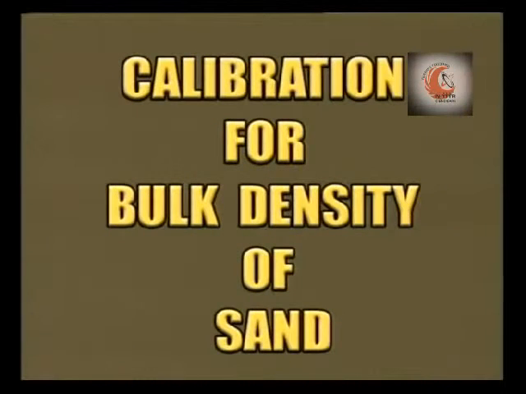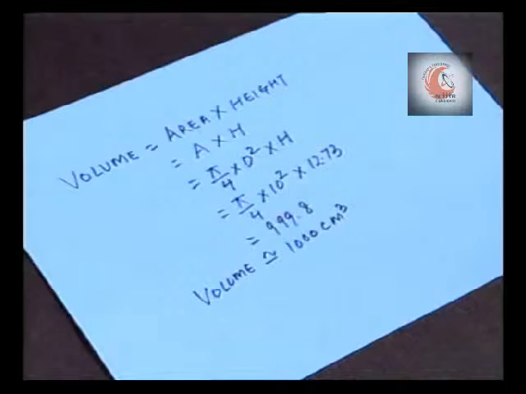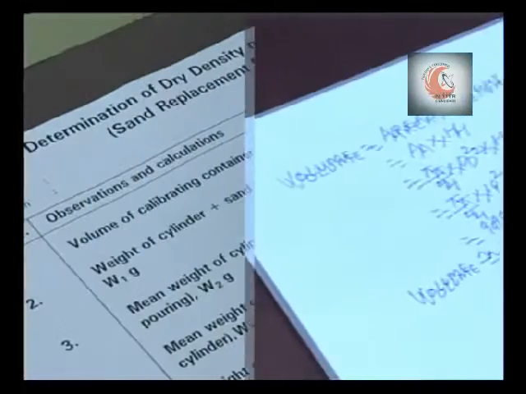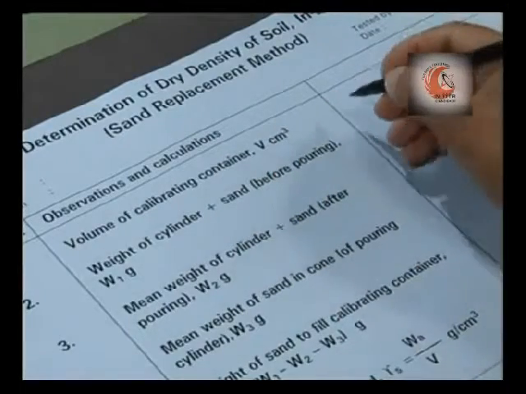To start with the practical, first of all we shall determine the bulk density of the sand. For this purpose, we shall determine the volume of the calibrating container. Volume is equal to area into height, that is A into H, where area is equal to pi by 4 into d square. By putting the value of diameter equal to 10 centimeter and height equal to 12.73 centimeter, the volume of the calibrating container is approximately equal to 1000 centimeter cube. Record the volume of the calibrating container.